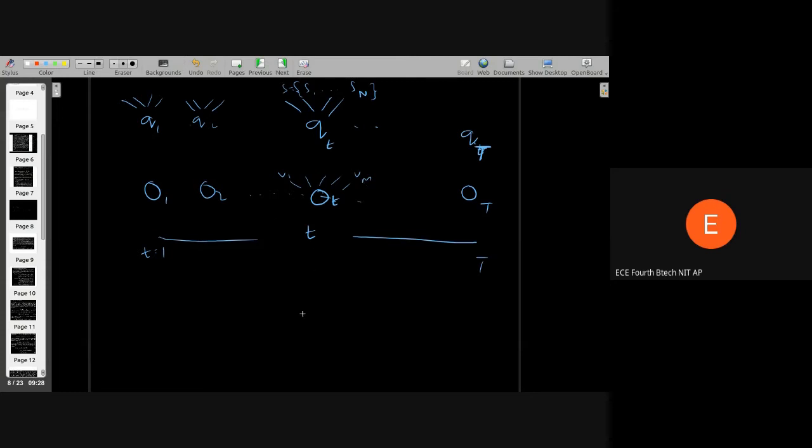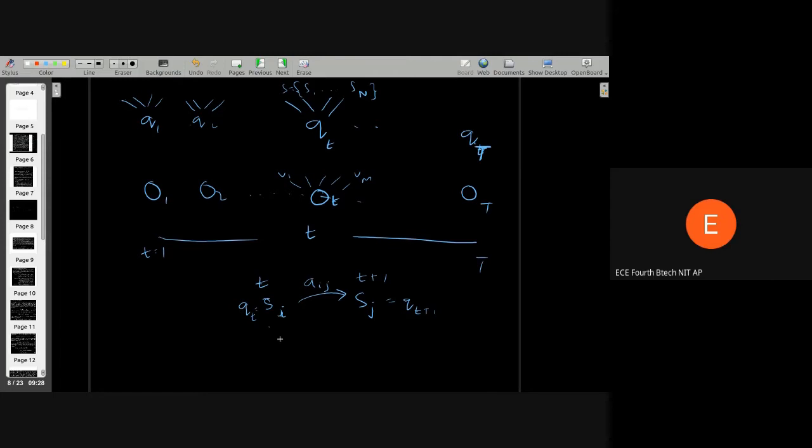And what happens is, from a particular state, any Si state at time t, to time t plus 1, there is a particular probability of jumping from one state to the other, which we call Aij. That is, Qt equal to Si, Qt plus 1 equal to Sj. This is a particular probability.